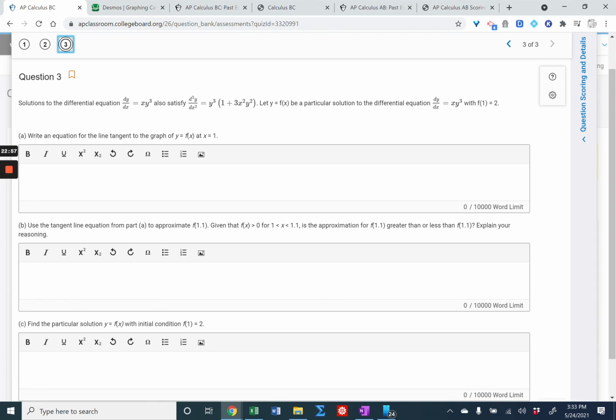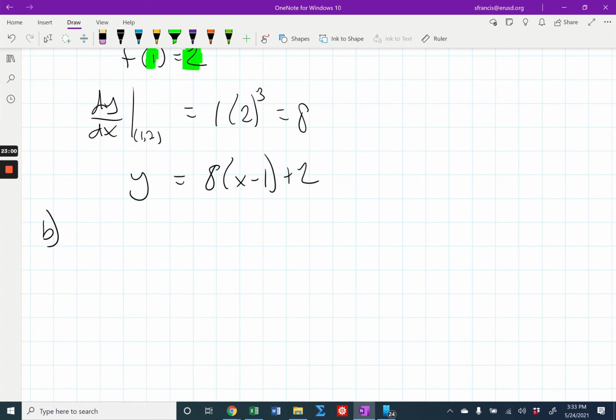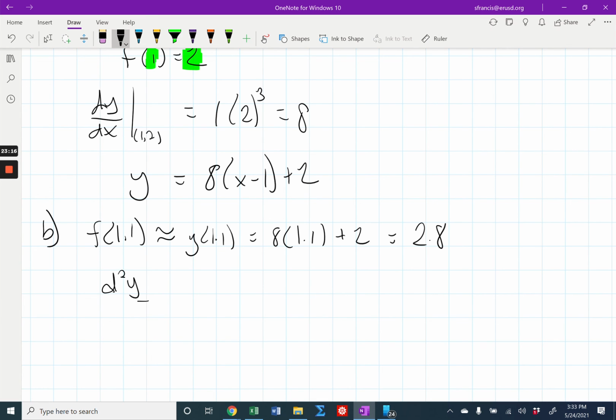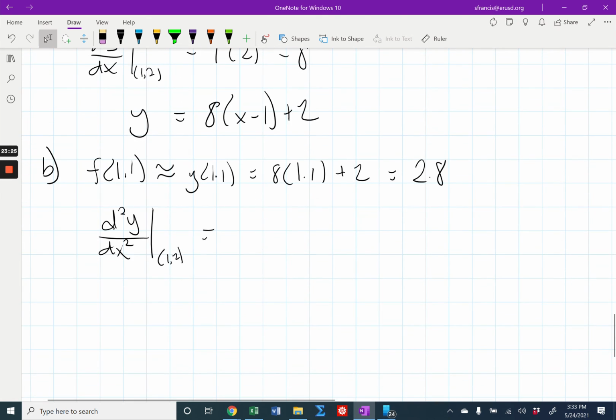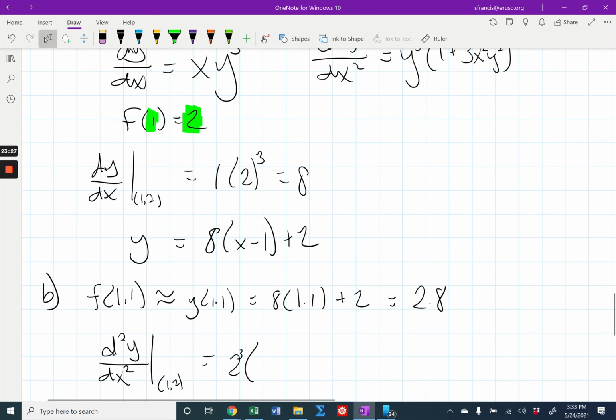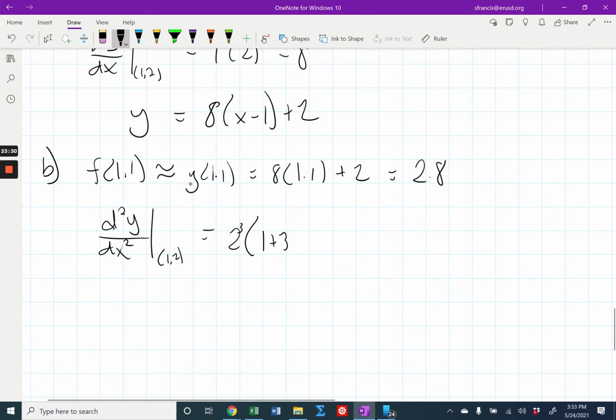And so, 1.1. So f of 1.1 is going to be approximately y of 1.1, which is 8 times 1.1 plus 2, which works out to be 2.8. And to do this, we need to figure out the second derivative, if that is positive or negative around 1, 2. And so y cubed, that's 2 cubed times 1 plus 3x squared y squared. Well, I got values for those. 1 squared, 2 squared, and then that's positive.